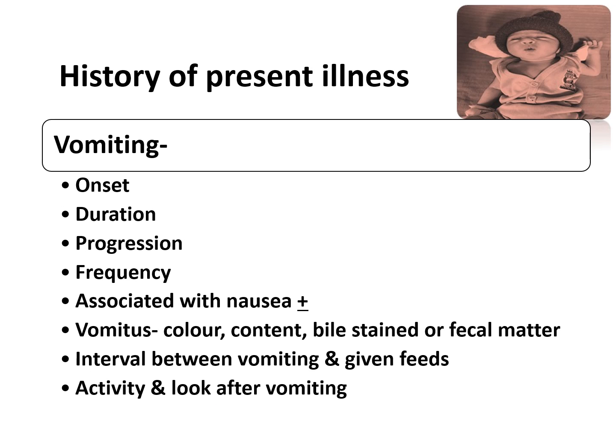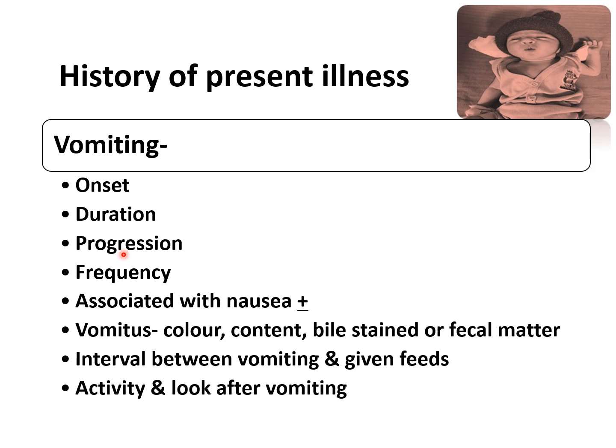After the ODP, we have to take the history of present illness. Just take the example of vomiting. First, we have to write down the onset: is it acute, subacute or chronic? Then we write down the duration of vomiting, since how many days. Then progression: is it non-progressive or progressive?